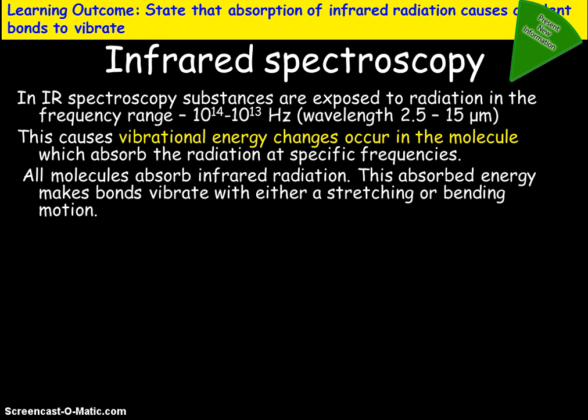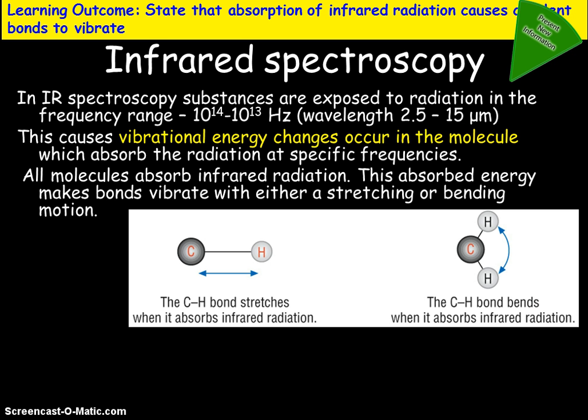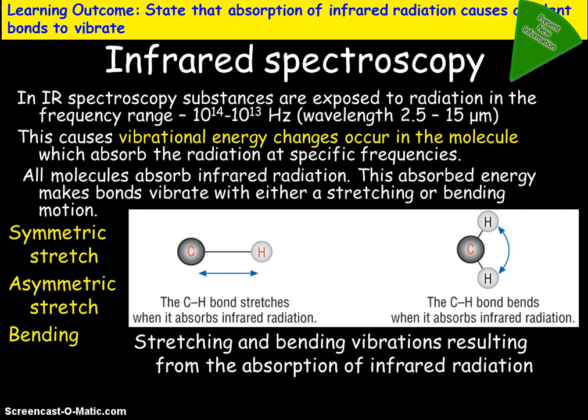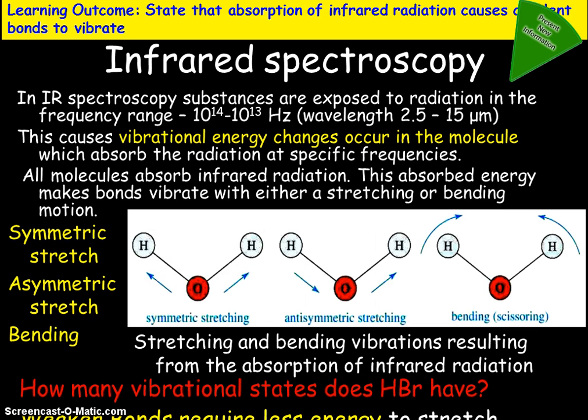So all of the bonds will absorb energy, and this will cause one of two modes of vibration, either stretching or bending. So if you look at a carbon-hydrogen bond, that bond behaves very much like a spring, and if it absorbs more energy, it will oscillate at a higher frequency. It will absorb the energy that corresponds to that frequency of vibration. Equally, if we've got a carbon and two hydrogens, we could get a bending oscillation. So we end up with three modes of vibration: symmetrical stretching, asymmetrical stretching, and bending, which are represented like so.